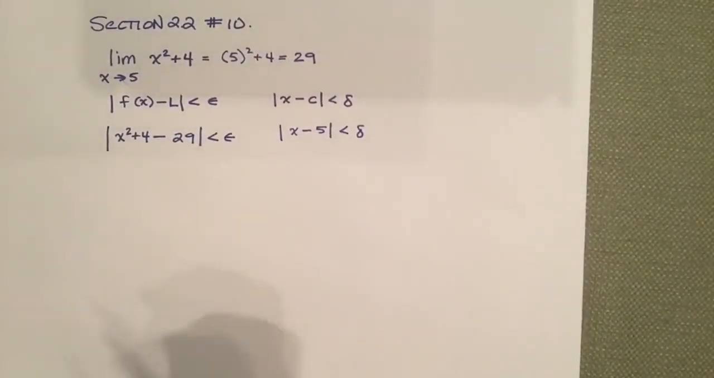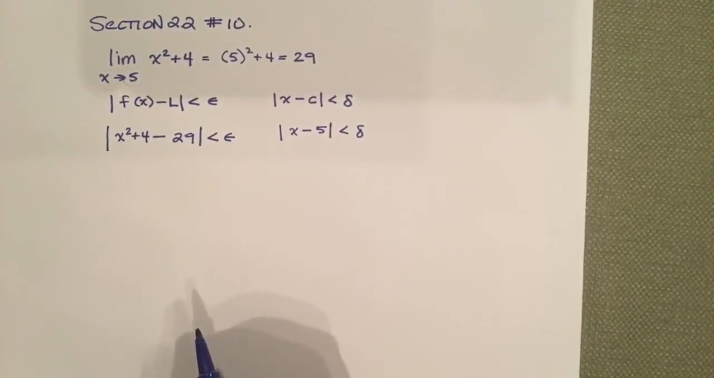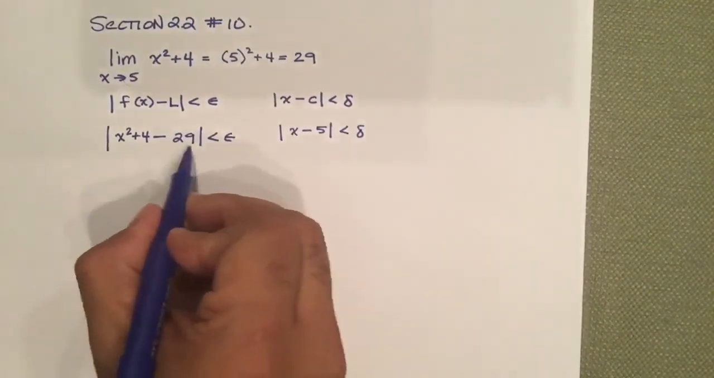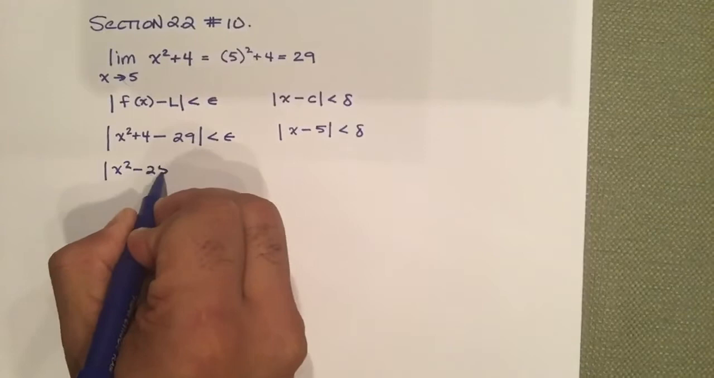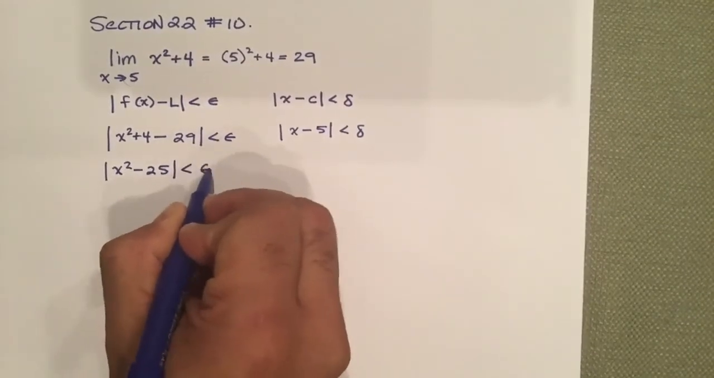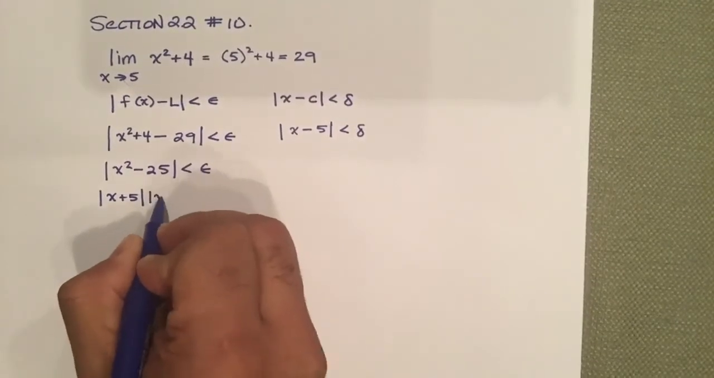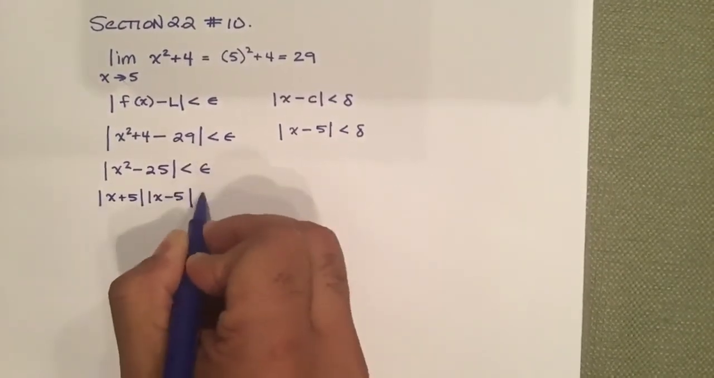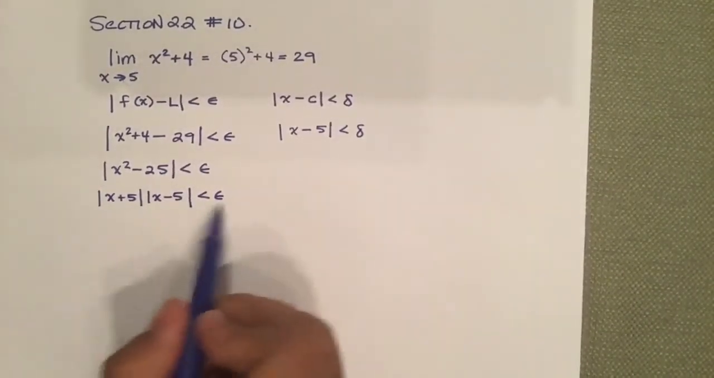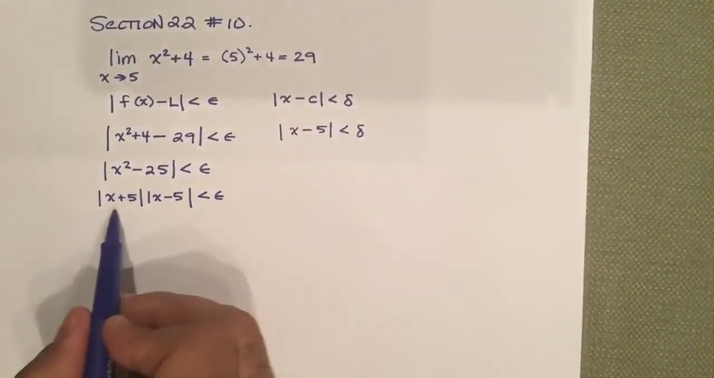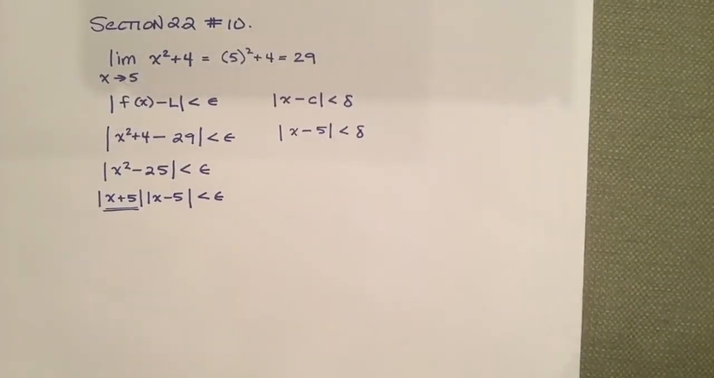So most of you got partway through it, but there's this one little step that is kind of difficult to understand. So first we're just going to simplify this. We're going to say, okay, this is the same as the absolute value of x squared minus 25. And then you can factor that and say that that's equal to the absolute value of x plus 5 times the absolute value of x minus 5. And all of that's less than epsilon, right? And we want to relate this fact to this fact. And what we can see is that this x plus 5 is sort of in the way. We don't really want that there.